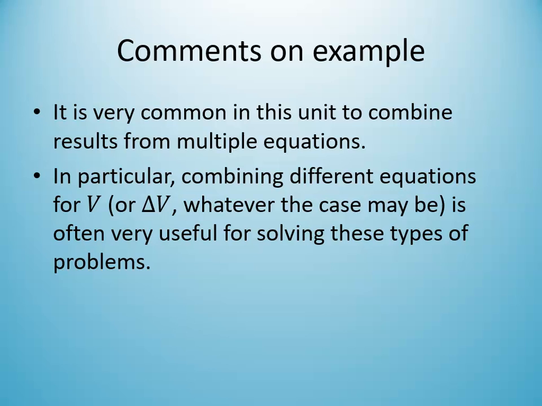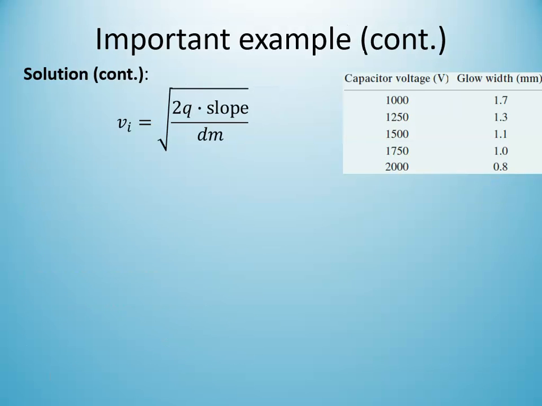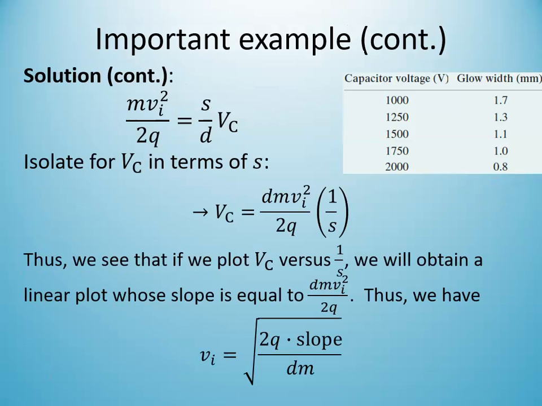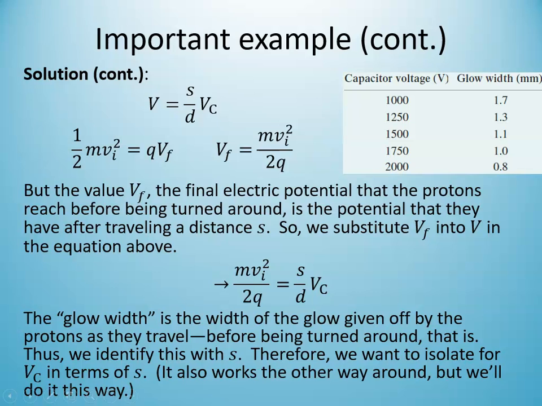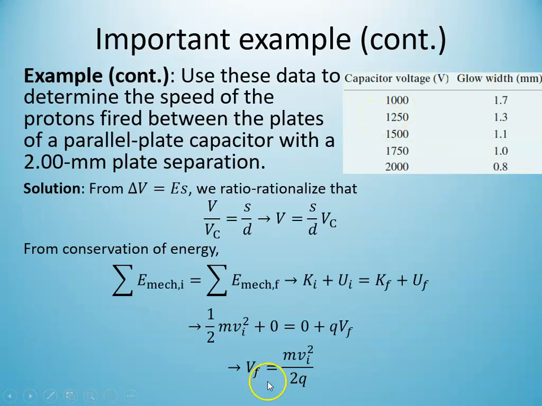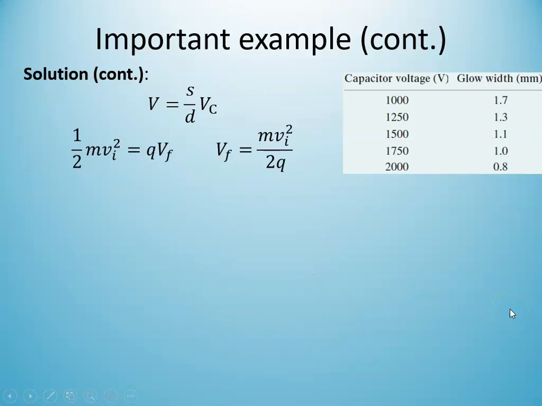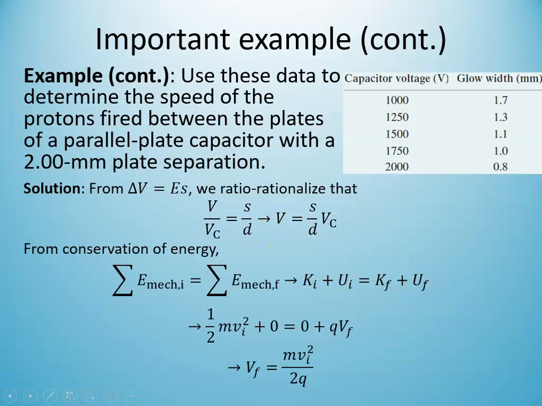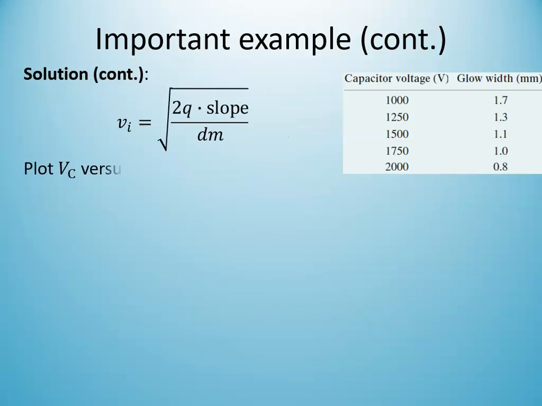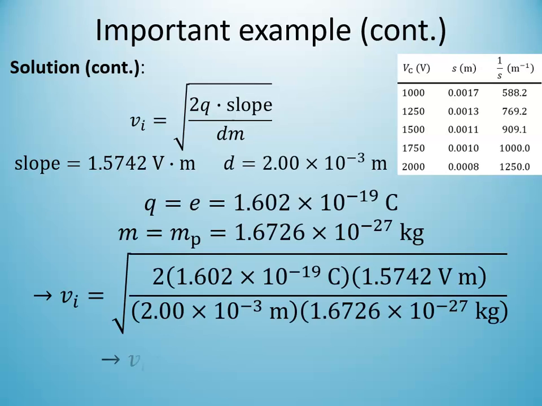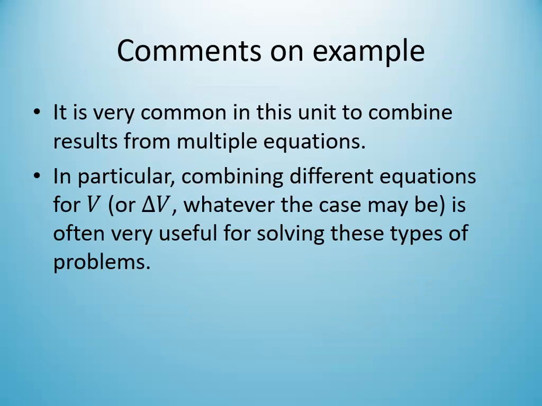Now I do want to bring your attention to something. Notice how in this example, going back to our derivation, we combined results that we got from conservation of energy with a result that we had already obtained for electric potential. In general, it is very common to combine results to obtain a new equation, not just in this unit, but in physics problems in general. So keep that in mind. That is something you will likely need to be able to do on an exam.